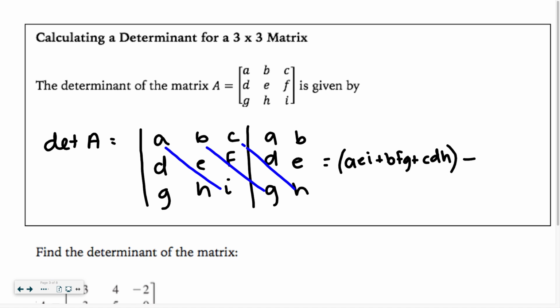Subtract from that, just like we did before, we're subtracting the products of diagonals. But now we do all the diagonals going up from left to right. So I go to this bottom corner, I'm going to get my GEC, HFA, IDB. Okay, and I'm going to add up all 3 of those. So I'm going to put that in parentheses. GEC plus HFA plus IDB.